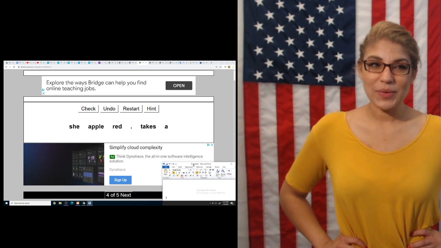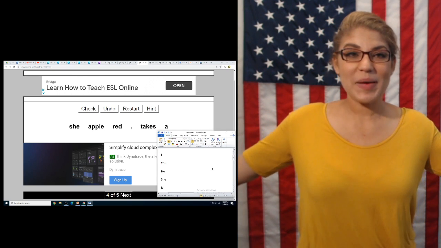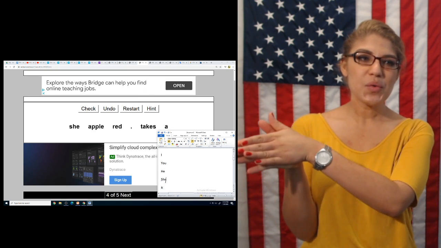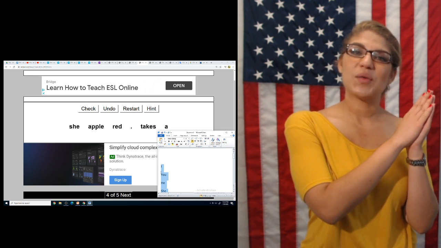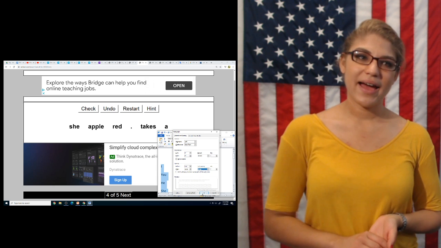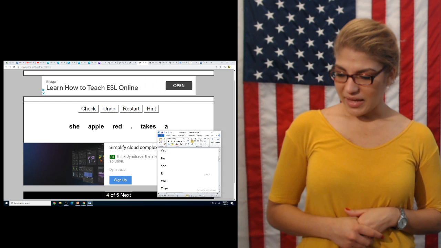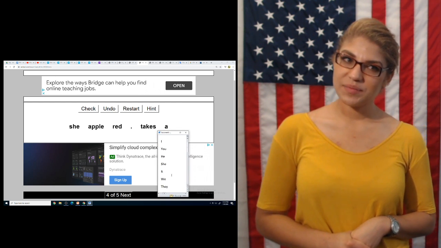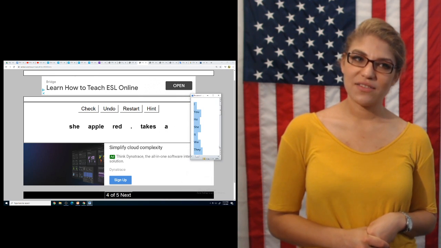She apples red takes a. So remember, what is our structure for the sentence? Who, what, where, when, how, and why. Who is completing the action? What action is taking place? Where is the action taking place? How and why? So first, who? Who is doing the activity?